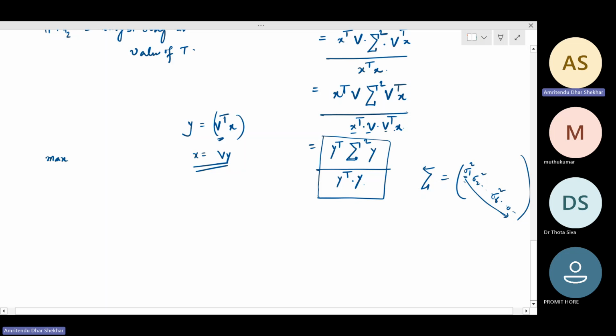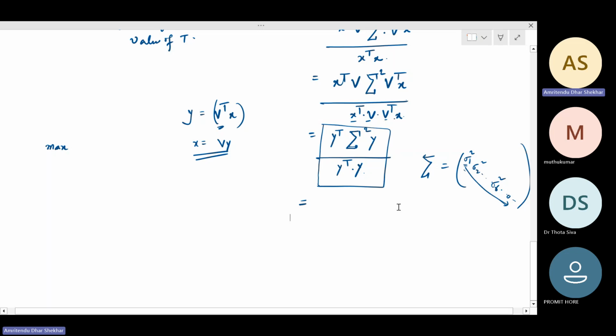Let me break this down a little bit. There are a couple of things that you have to understand. I have jumped a couple of steps. So the first thing is that V is an orthonormal matrix.